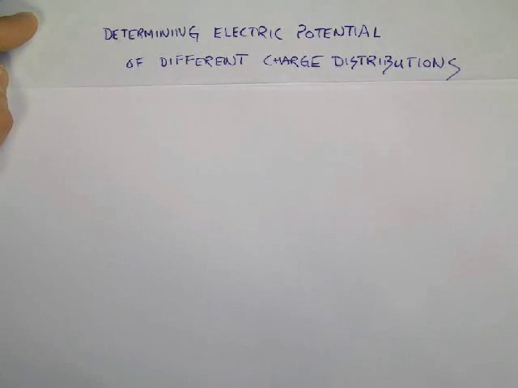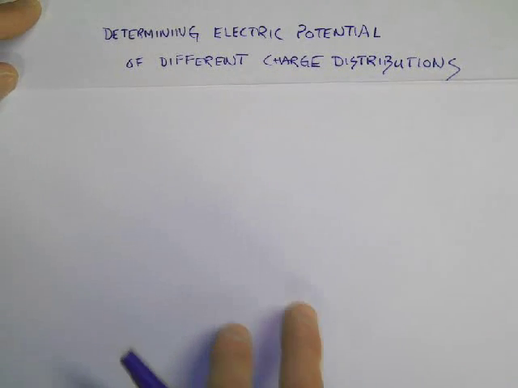What we're going to do now is actually look at what happens if charge gets spread out or distributed along some type of a shape. And the question is going to be, can we determine an expression for the electric potential of different charge distributions? The answer, of course, is yes, we can.